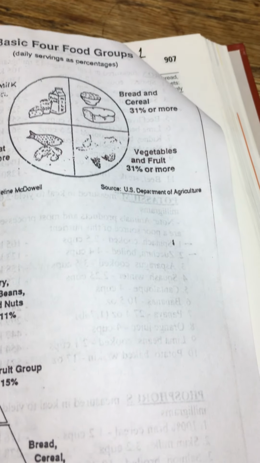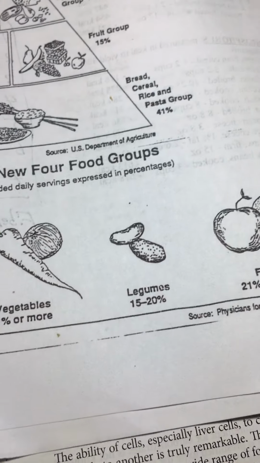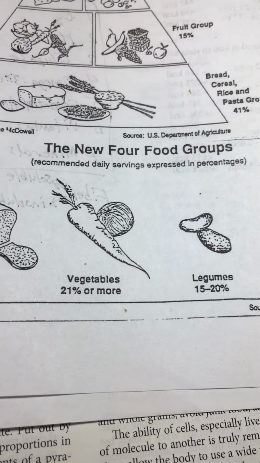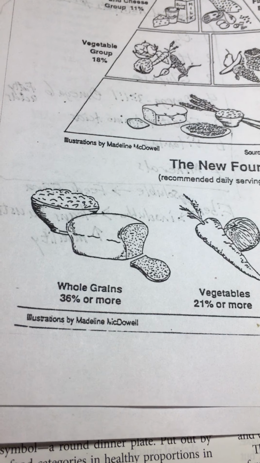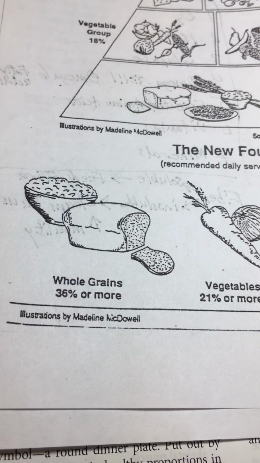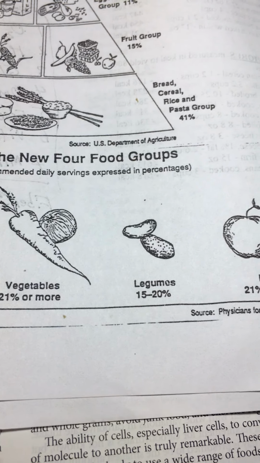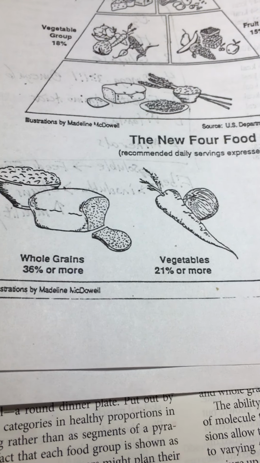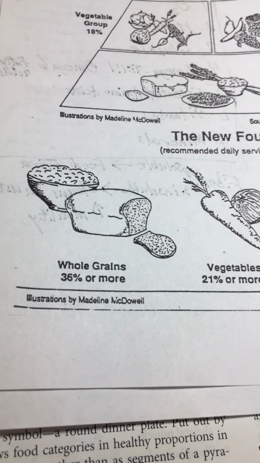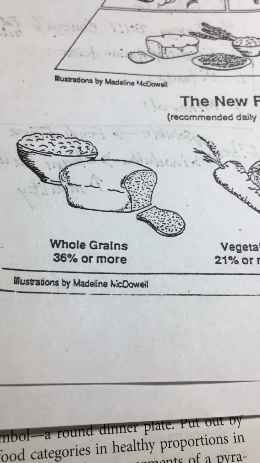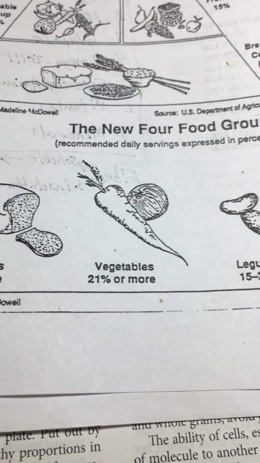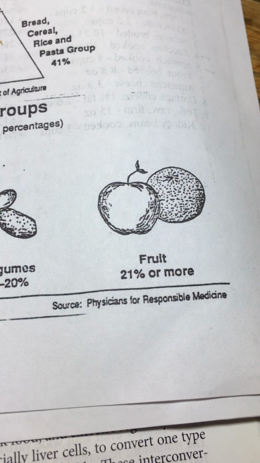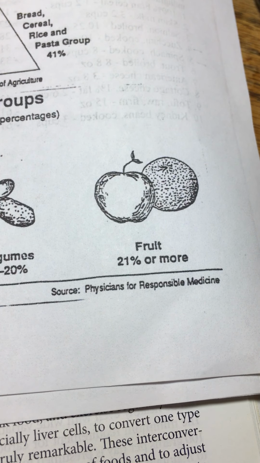Okay. Then over here we have a group, a new 4 food group. This happened in 1991. It was presented by the Physicians for Responsible Medicine. A number of places where it was represented was to the National Academy of Sciences. And so here we have something from the grain universe, and here we have something from the vegetable universe. We have legumes, and we have fruits. This was considered the new 4 food groups.